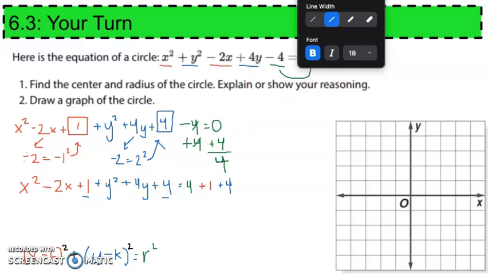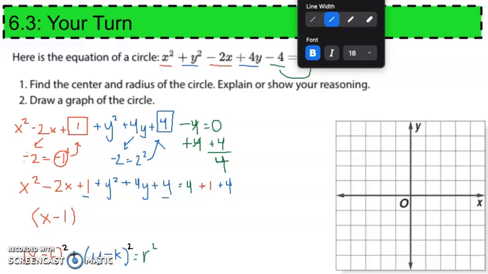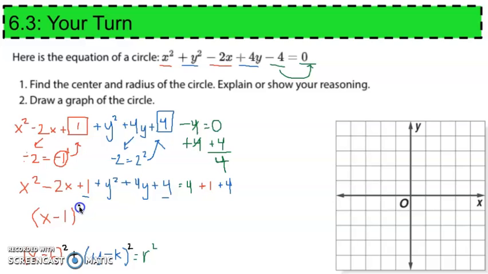Now, I'm going to do two things in the next step. I'm going to find what would be the factors of x squared minus 2x plus 1. Remember, this is a perfect square trinomial, which tells me that whatever this number was right here is going to be my factor. Okay, so whatever my term was divided by 2, that's going to be my factor. So it's x minus 1. Remember that that is squared because that's what my equation says down here.